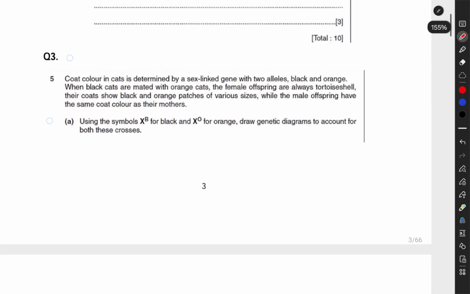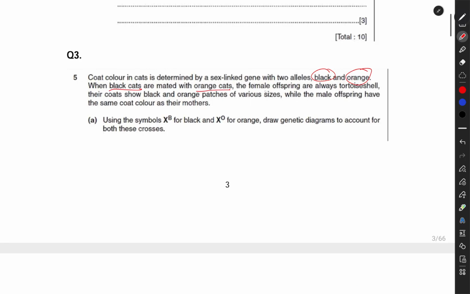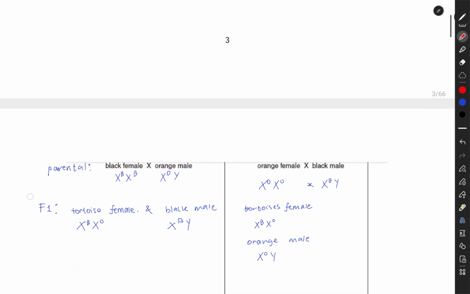Coat color in cats is determined by a sex-linked gene with two alleles, black and orange. When black cats are mated with orange cats, the female offspring are always tortoiseshells. Their coats show black and orange patches, but of various sizes, while the male offspring have the same coat color as their mother. So, for A, using the symbol XB for black, XO for orange, draw genetic diagrams to account for both these crosses.